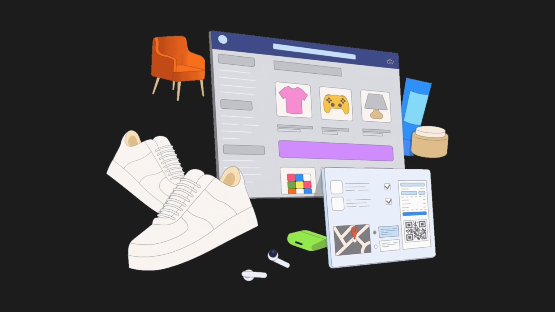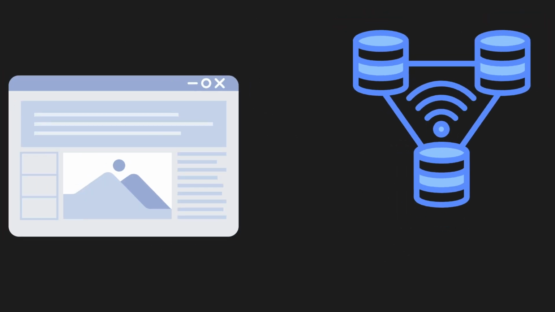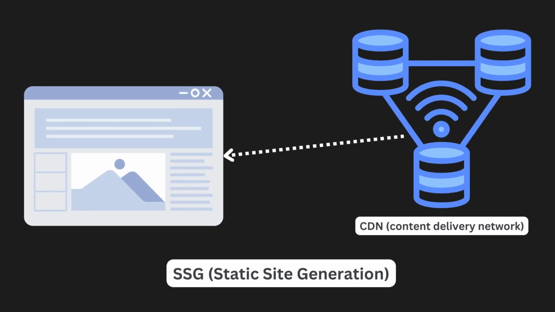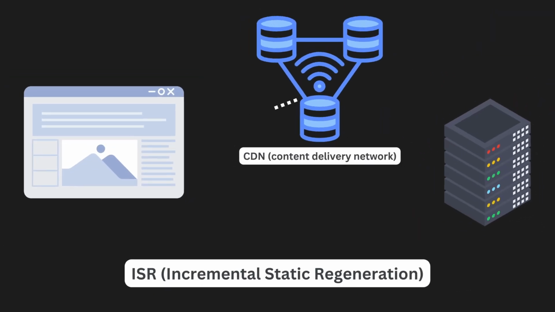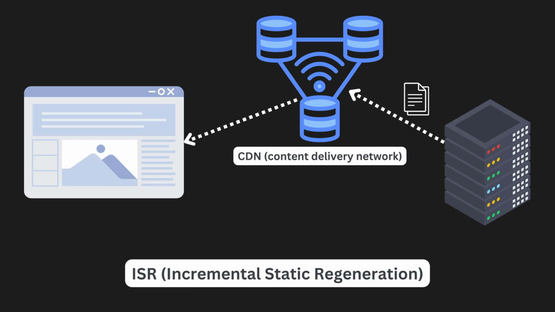Now, before anything else, we need to decide how our application should render the content. So there are 5 main different strategies that we can use. The first one is static site generation, which pre-builds the page at build time, which has the fastest performance to load the page on the client. Then we also have incremental static regeneration, which updates the static page on demand without a full rebuild.